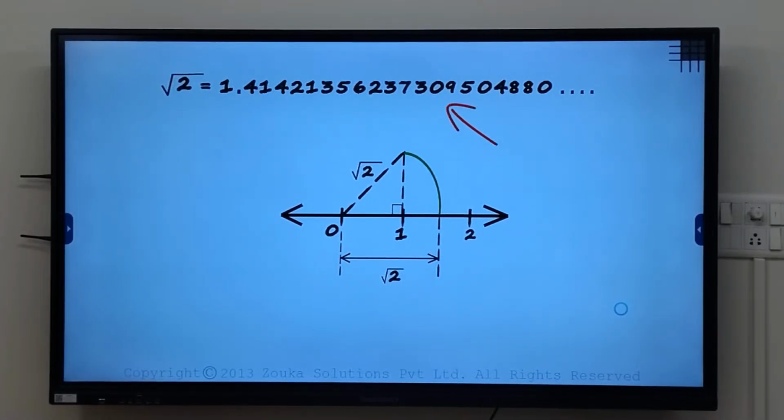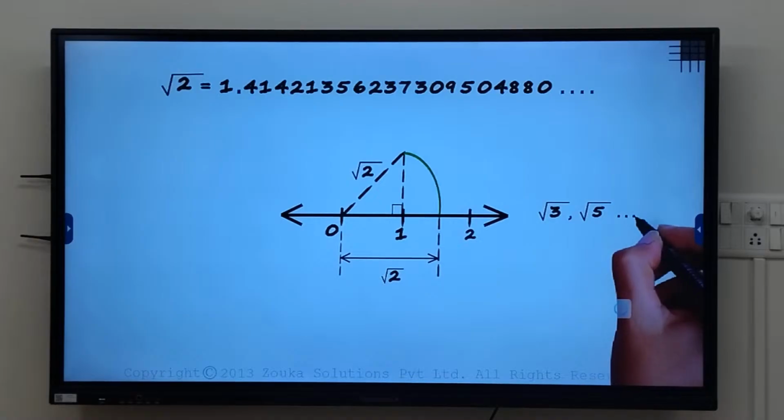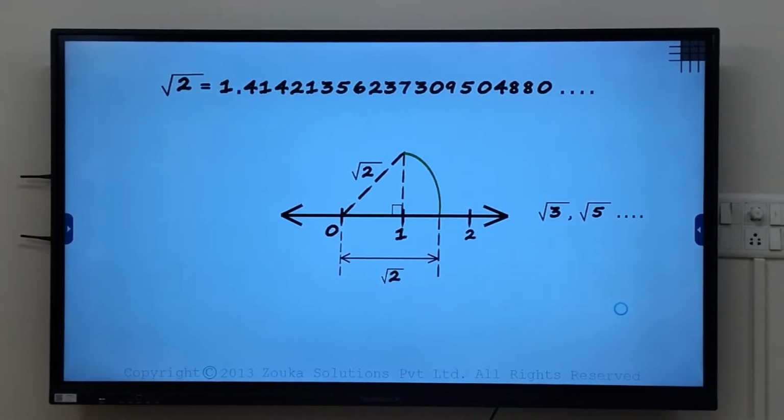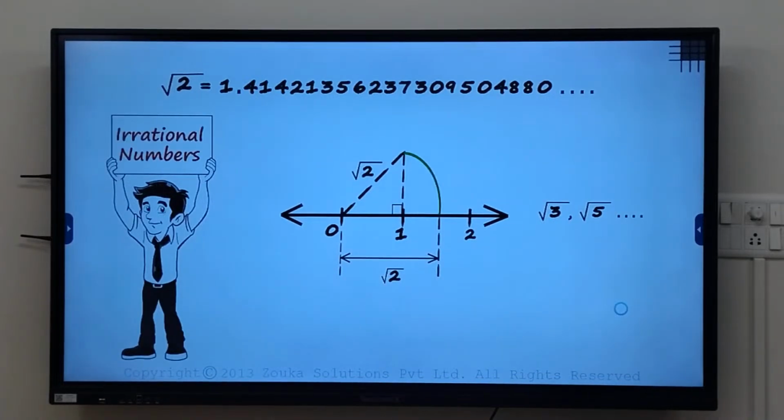We do not measure the length and plot it. We form a triangle in such a way that we get root 2 as the hypotenuse. In a similar way, we plot root 3, root 5 and so on. To see these constructions in detail, please watch our videos on plotting irrational numbers on a number line.